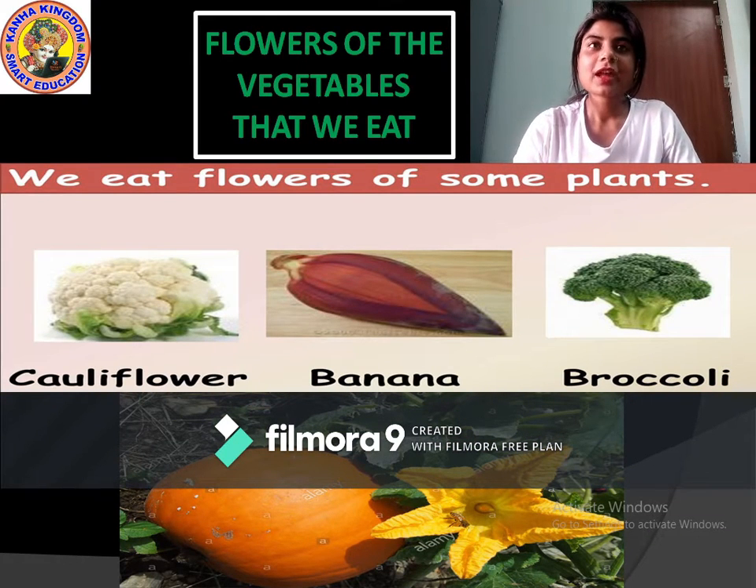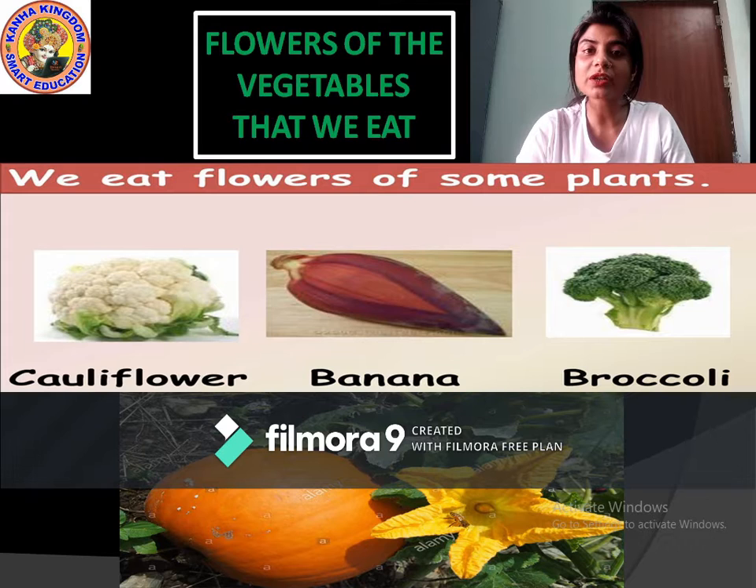Now students, flowers of the vegetables that we eat. We even eat flowers of a plant as vegetables. Like we eat the flowers of some plants. That is cauliflower, banana flower, then broccoli. Then the down one, that is the flower of pumpkin. Vegetable pumpkin, have you seen? The vegetable pumpkin you can see in the picture. It is the flower of that vegetable.